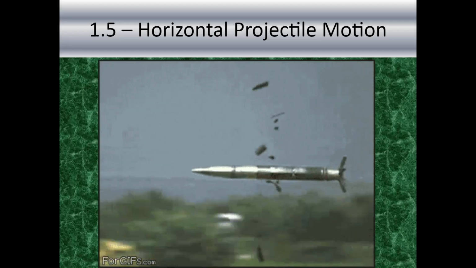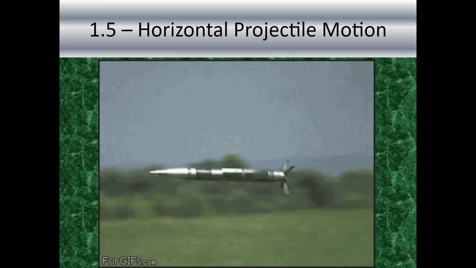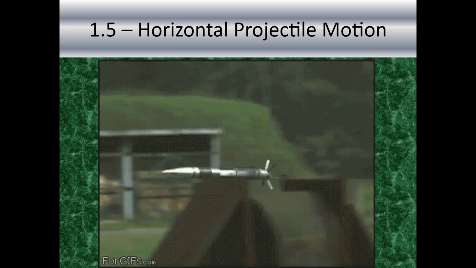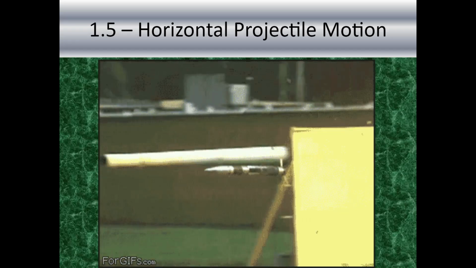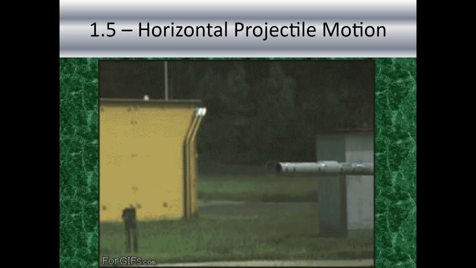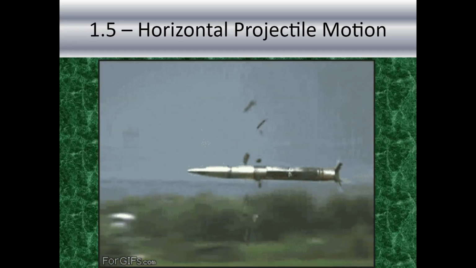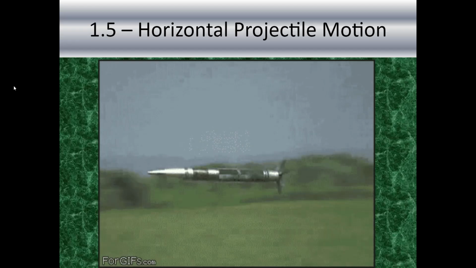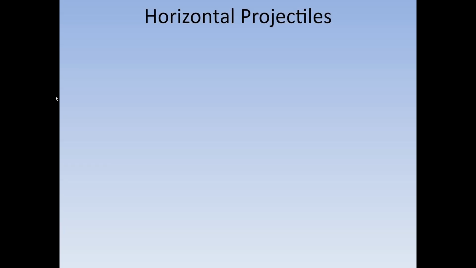Hey everyone, so I just want to quickly go over how to set up horizontal projectile motions. This is one of the three different types of projectile motions we talk about. We already talked about vertical projectiles, and later on we're going to end up talking about angular projectiles. So what is horizontal projectile motion?